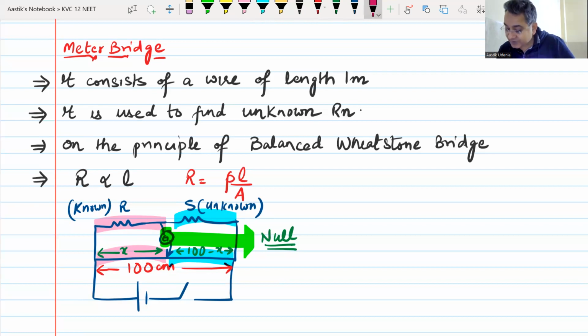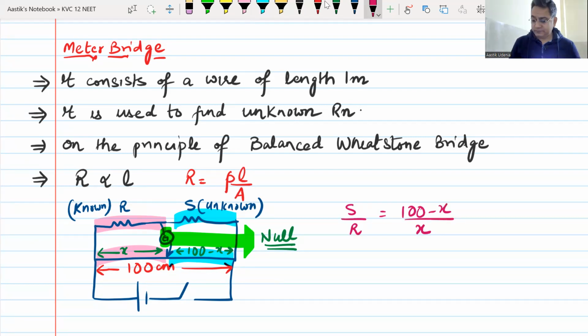Yes, sir. From there we can write this equation: S divided by R will be equal to 100 minus X divided by X. Yes or no? Yes, sir. Because you will be knowing the value of X, you can calculate the value of S if you know the value of R. Do we understand this? Yes, sir.